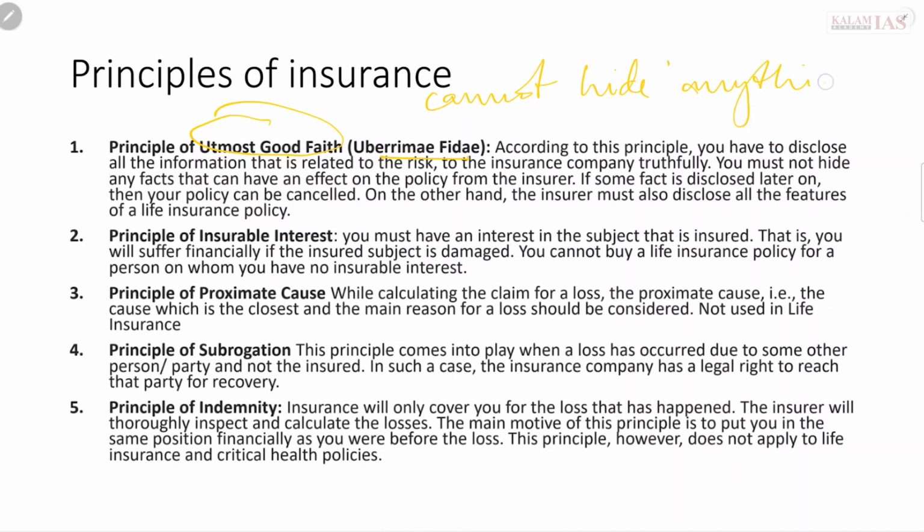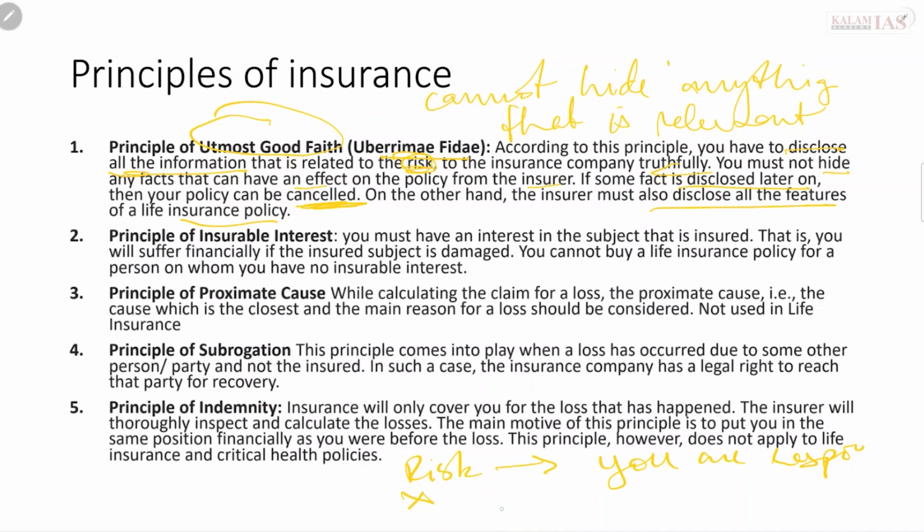According to this principle, you have to disclose all the information related to the risk to the insurance company truthfully. You must not hide any facts that can have an effect on the policy from the insurer. If some fact is disclosed later on, your policy will be cancelled. On the other hand, the insurer must also disclose all features of the insurance policy. But because you are the person whose risk is covered, you are responsible for disclosing the details.